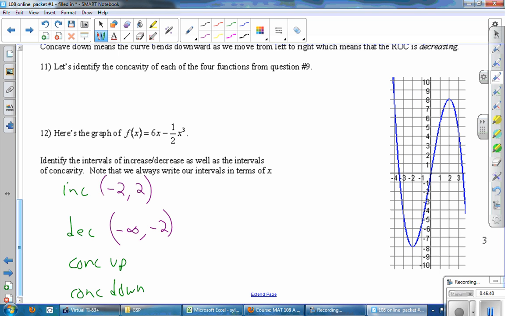And again, I'm going to exclude both of them, but you could include both of them. And then it's decreasing again, starting at 2 and going forever. And then we'll put our fancy union symbol in between.